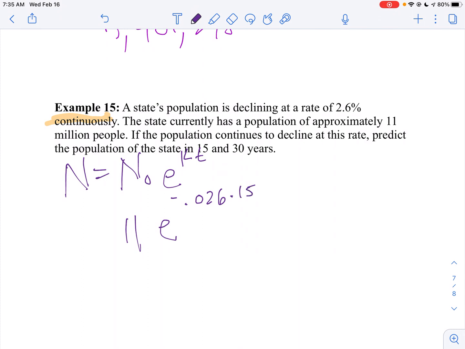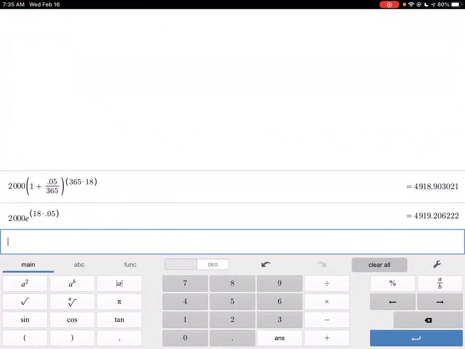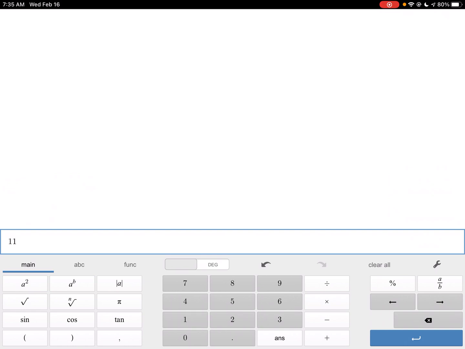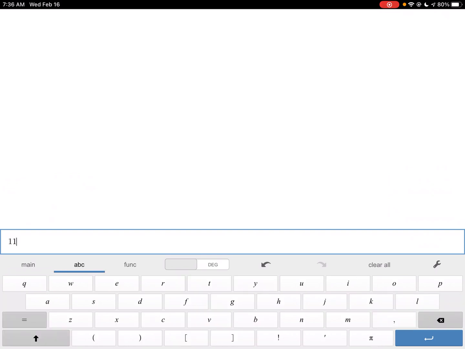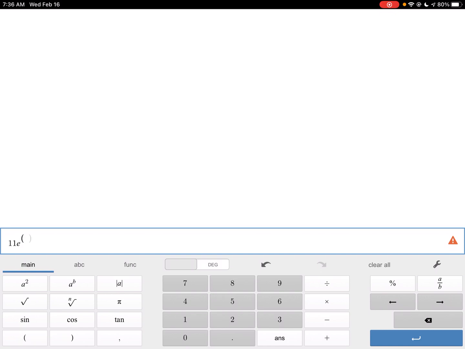So we'll use a calculator for that. Let me clear this out. It'll be 11 times e, and we're going to raise that to negative 0.026. We'll take that times 15. And so we're going to get a little bit less than 7.5 million. So I'll say 7.4 million.